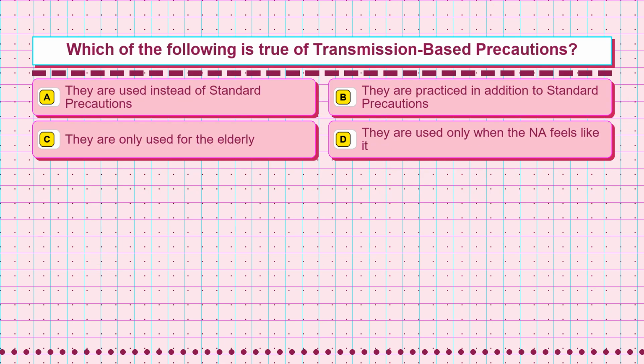Question 11. Which of the following is true of transmission-based precautions? Option A. They are used instead of standard precautions. Option B. They are practiced in addition to standard precautions. Option C. They are only used for the elderly. Option D. They are used only when the NNAAP feels like it.